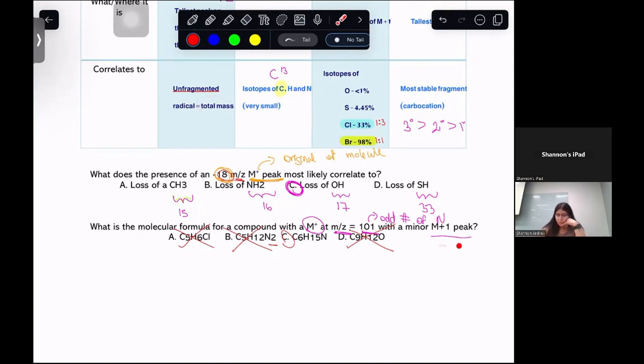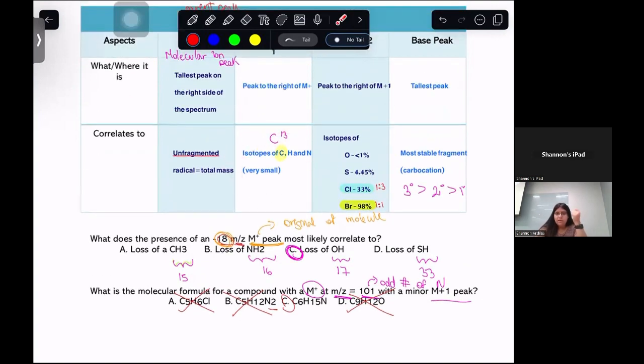Now, the next piece of information that we were given was your M plus 1 peak. But as we can see in here, it didn't really tell us that much. It just means that there were isotopes of carbon, hydrogen, and nitrogen. Okay. Now, another clue that we could have used is that we don't see any M plus 2 peaks, which means that if there's no M plus 2, there's no oxygen, sulfur, chlorine, or bromine. So that's when we can also start discarding option A and option D because they have chlorine and oxygen.